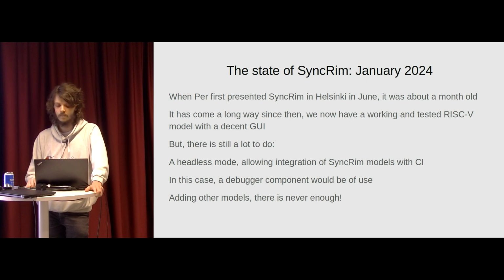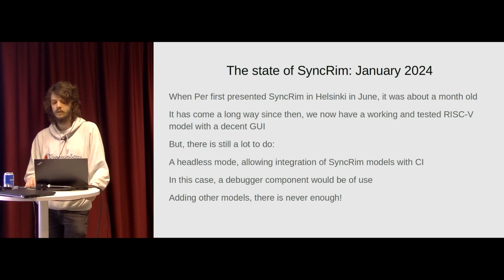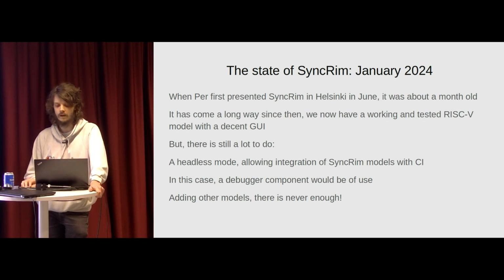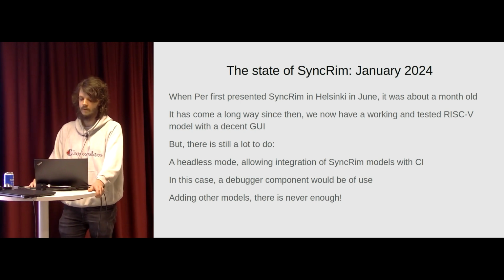The headless mode I mentioned earlier is not implemented, but would open up the possibility for integration of SyncRim models with CI. So you could use SyncRim to simulate architectures which you don't have QEMU models for. So, for example, this CLIC-equipped RISC-V. And in this case, a debugger component would be of use. So you could connect to the simulated core using GDB. I have a proof of concept for this, but not much more. And of course, we want to add more models. There's just never enough.